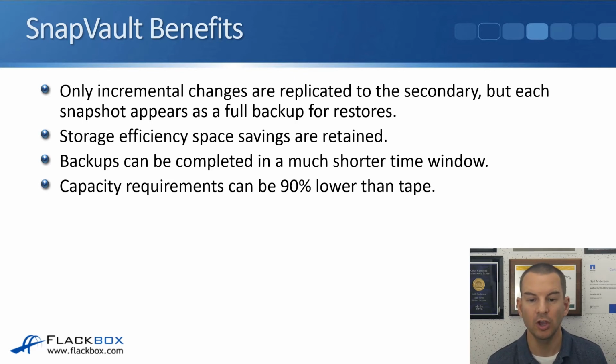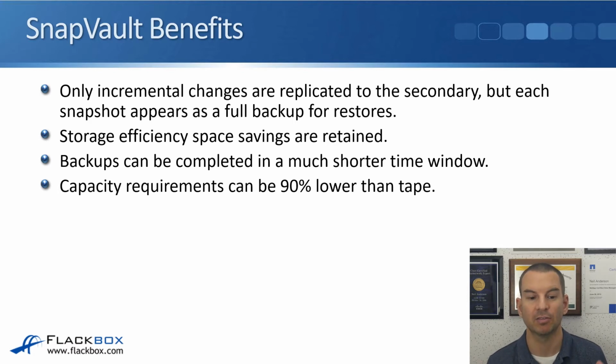Well, with SnapVault, only incremental changes are replicated to the secondary always after that initial baseline transfer, but each snapshot appears as a full backup for restores. So if you do need to do that restore on Friday, you just do the restore from the snapshot on Thursday night. You don't have to go back over multiple incremental backups to get there. Also, storage efficiency space savings are retained if you're using deduplication and compression.